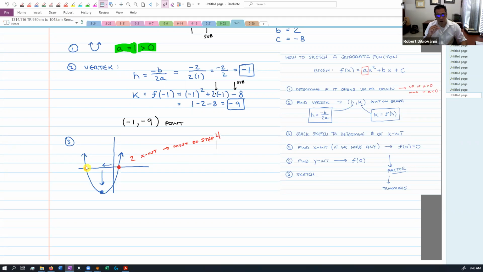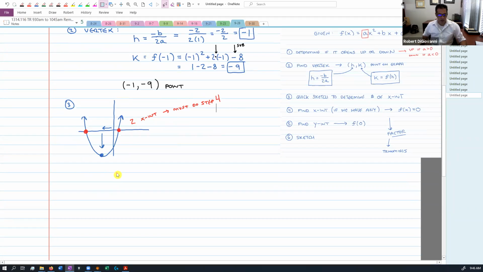You'll see. I'll do an example. The only time you will do step 4 is if you have 2. So let's keep going. We have to do step 4. So now I need the x-intercepts.